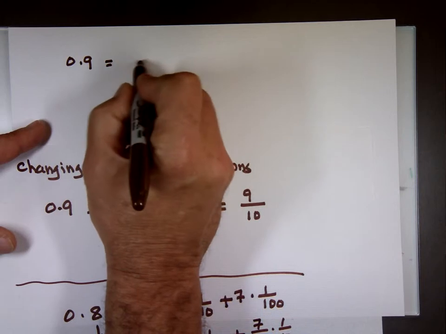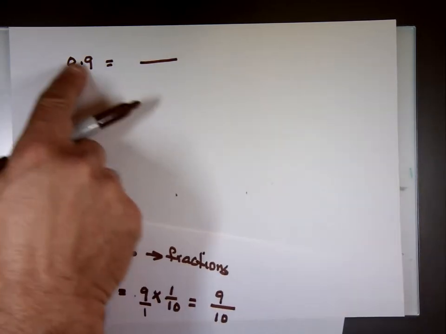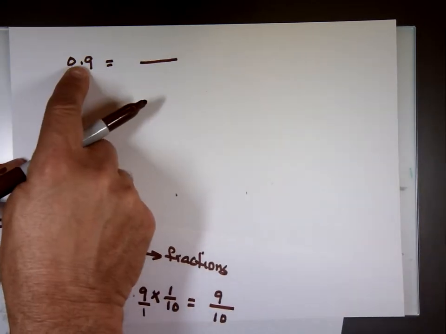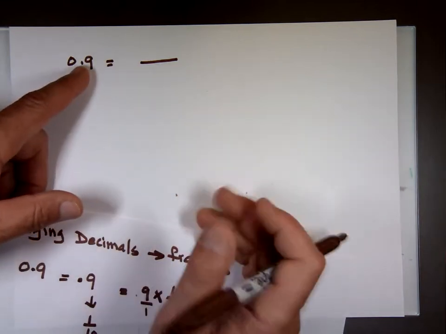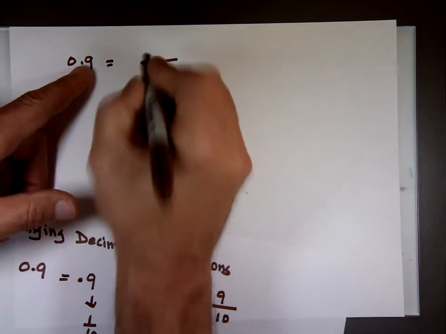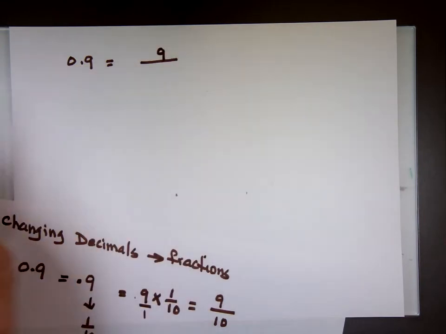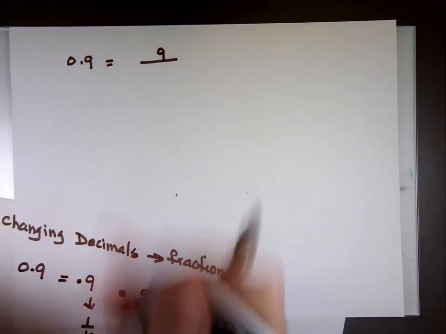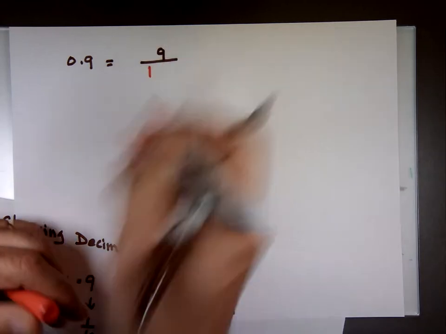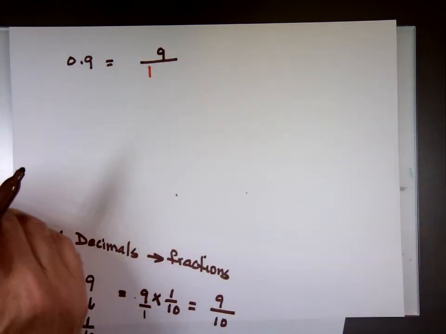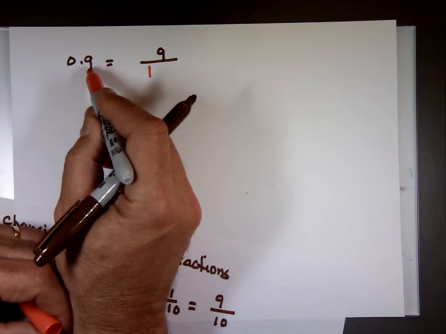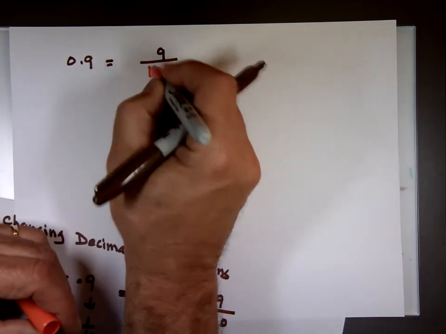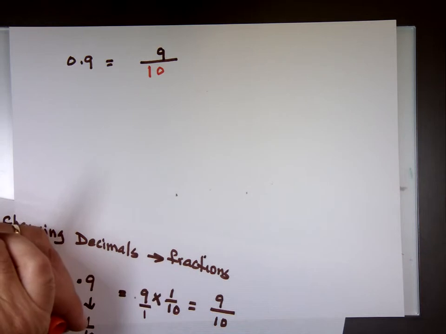The shortcut says write the number without the decimal point. So if you take the decimal point out, you're not going to write 09, because 09 is just 9. You're always going to divide it by 1 followed by zeros. The question is how many zeros? We'll count how many digits you have to the right of the decimal point. How many do we have here? 1, that's 1 zero. 9 over 10.